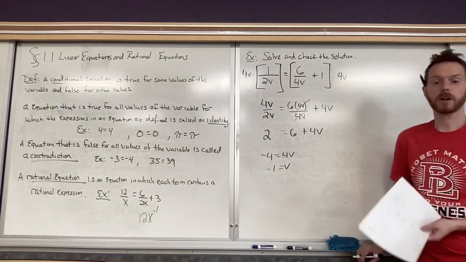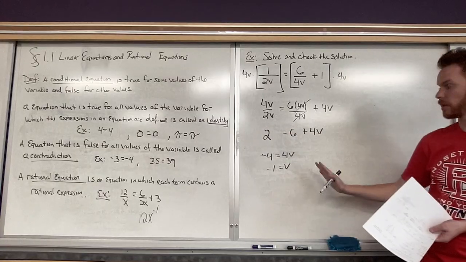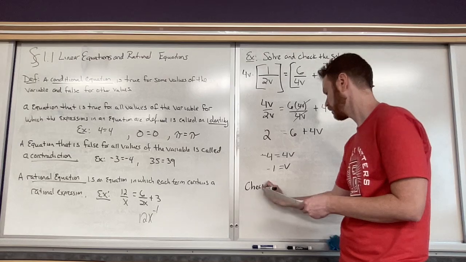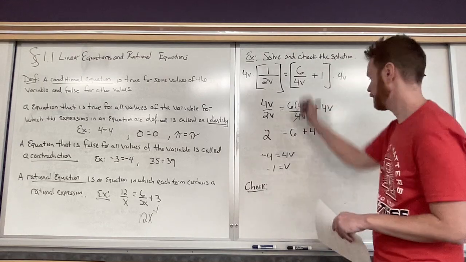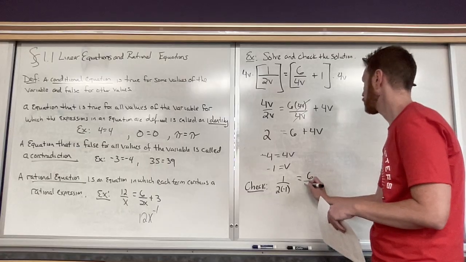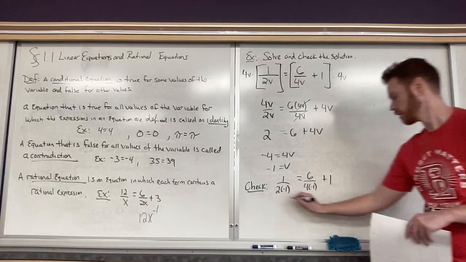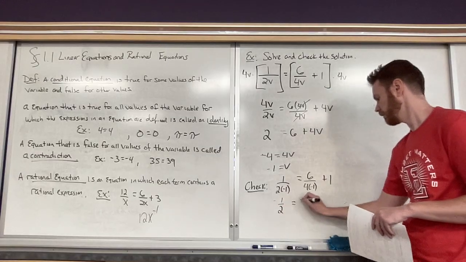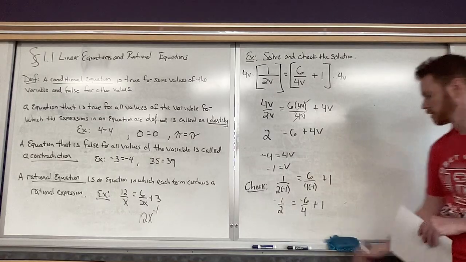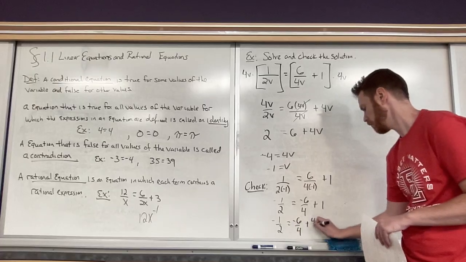Now, I did tell you you want to check your solutions because now that we know that these equations exist, we should make sure that this is actually going to work. So I'm going to put here check. Going back to the very top, this would be 1 over 2 times negative 1 equals 6 over 4 times negative 1 plus 1. This is a negative 1/2. This would be negative 6 over 4, plus 1. So we get negative 1/2 equals negative 6 over 4 plus 4 over 4.